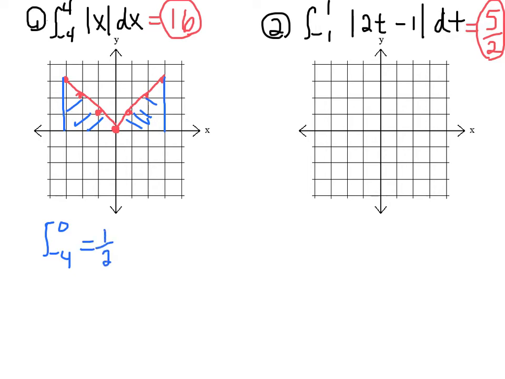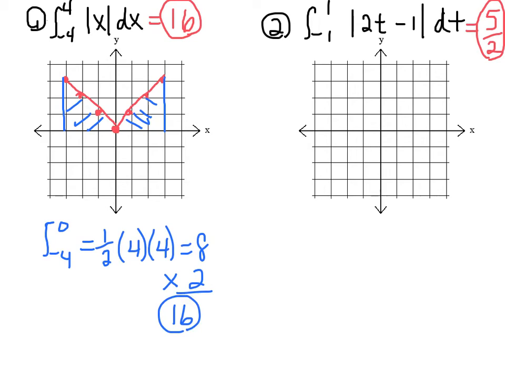So we have 1/2 the base, which is 4, and the height, which is 4. So that area will be 8. And again, we just want to double that answer because we know the area of the triangle to the right of the y-axis will also be the same thing. So there is our answer of 16.